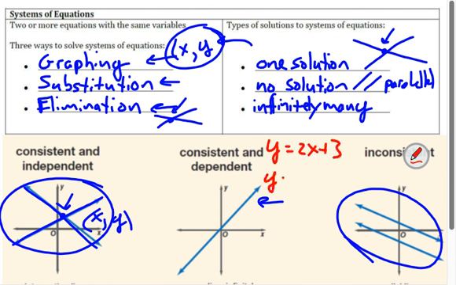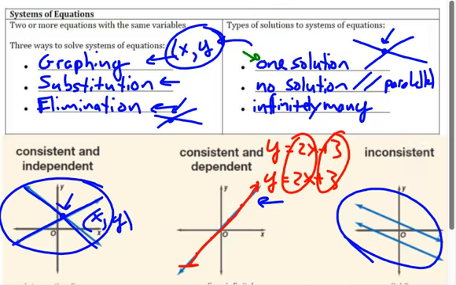The other equation is y equals 2x plus 3. They are parallel, but they also have the same y-intercept, so they're the same line. So it's a line on top of a line. So they intersect at every single point on the line, so that's why they call it infinitely many solutions. But most of the time we're going to be dealing with one solution, finding the point where the two lines intersect.